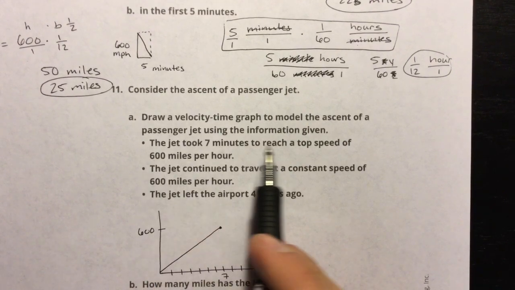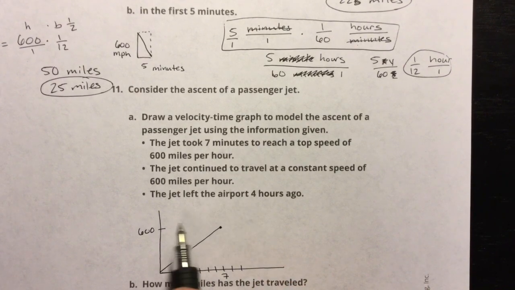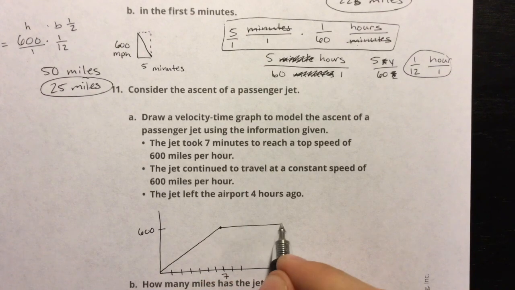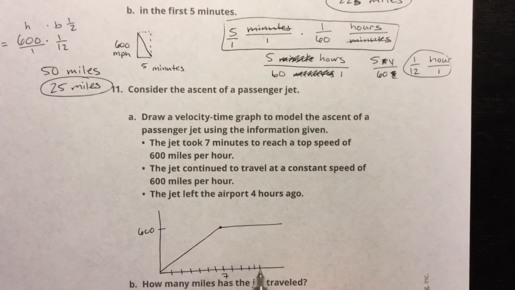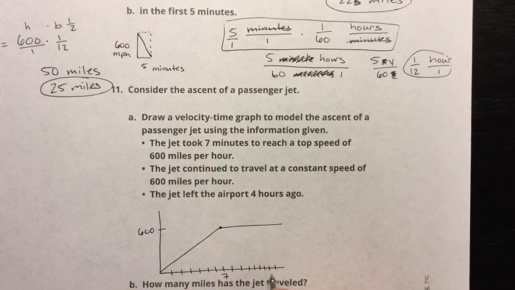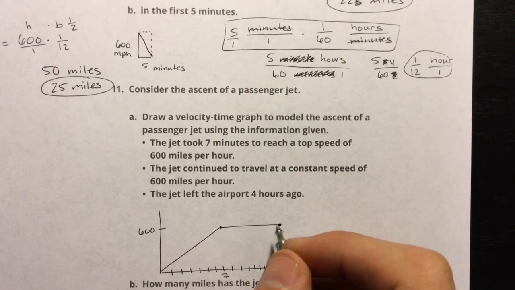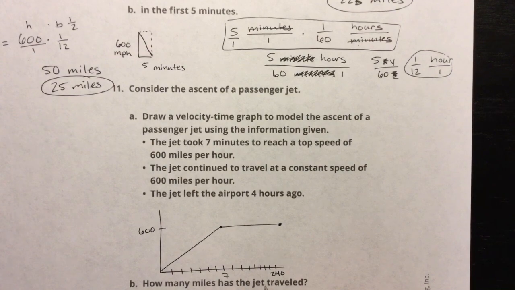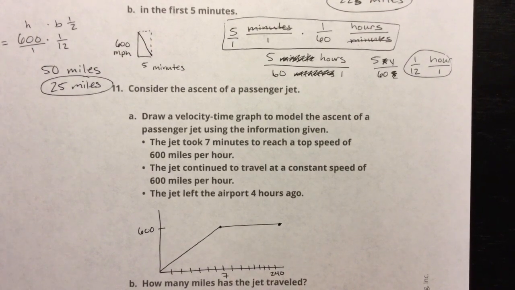That's this first part. It took 7 minutes to reach a top speed of 600 miles per hour, and then it traveled that far. It left 4 hours ago, so it's been flying for 4 hours. It would be constant all the way up until, okay, and I'm not going to draw it all the way out here to 240 minutes, because 4 hours is 240 minutes. But you can imagine, because it's flying at a constant speed, we can just skip some in here, right? I don't know if that freaks you guys out or not, but then this would go to 240. So we would have a big long rectangle from 7 minutes to 240 minutes, okay?